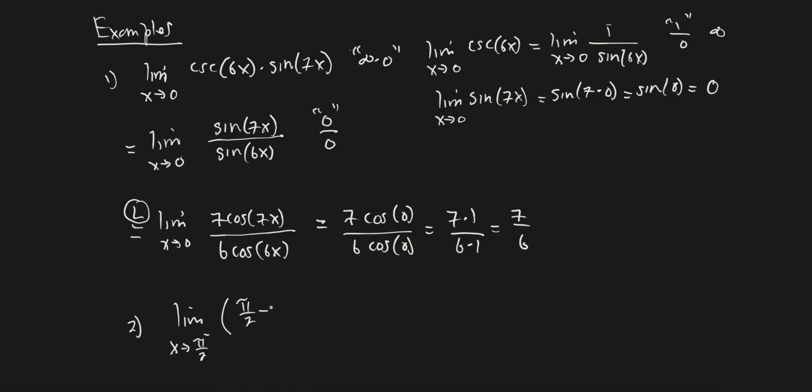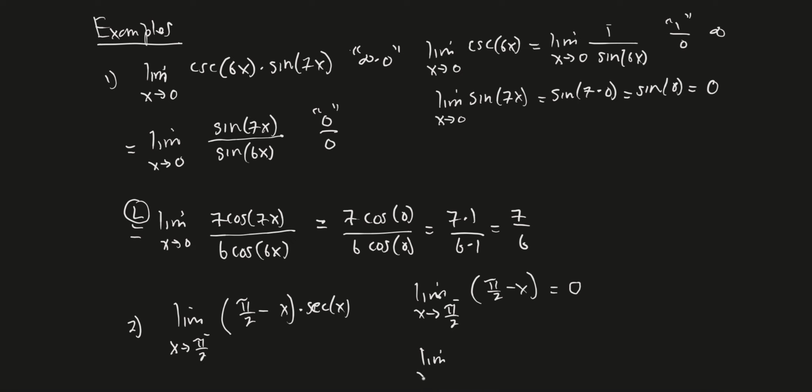We have pi over 2 minus x times the secant of x. So again, we have a product. Let's take the limit of these two functions separately to see what actual form this limit takes on. So we have the limit as x approaches pi over 2 from the left, and the first factor is pi over 2 minus x. Here, when we plug pi over 2 in for x, we'll have pi over 2 minus something that's very, very close to pi over 2, but smaller, so that difference is going to be 0.